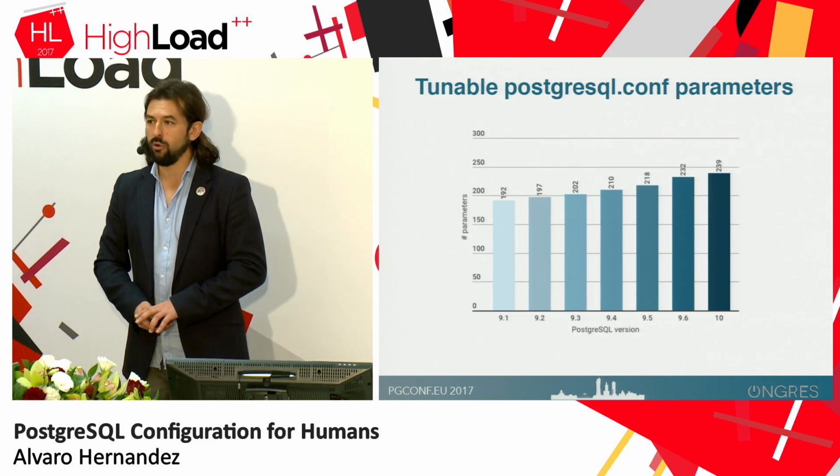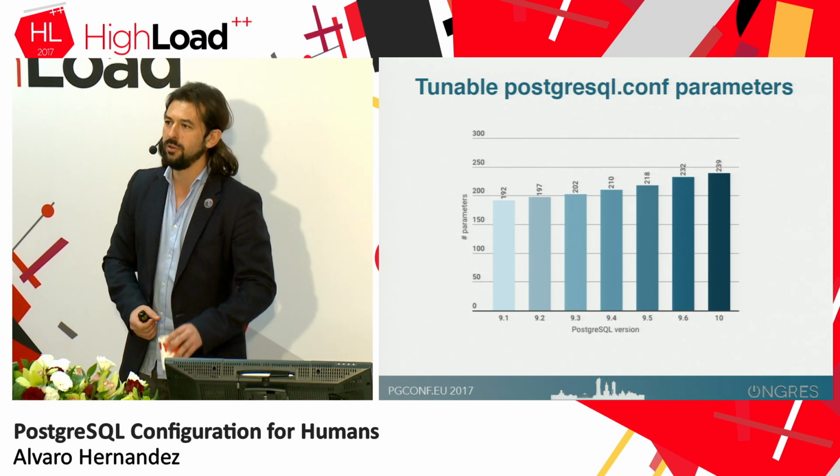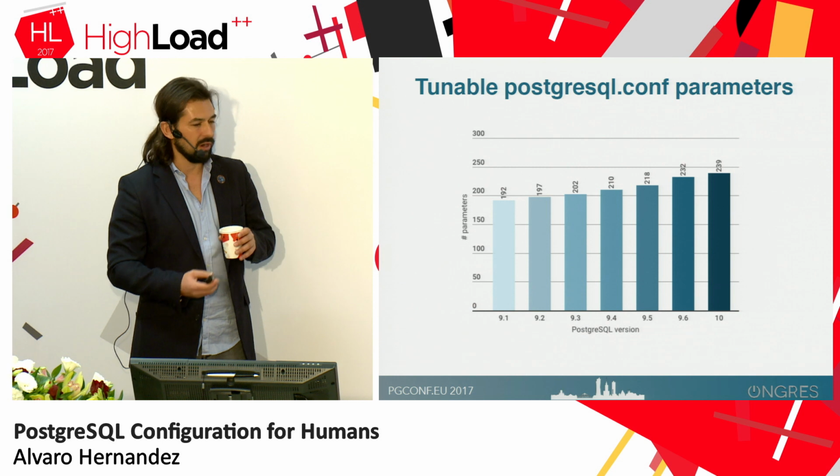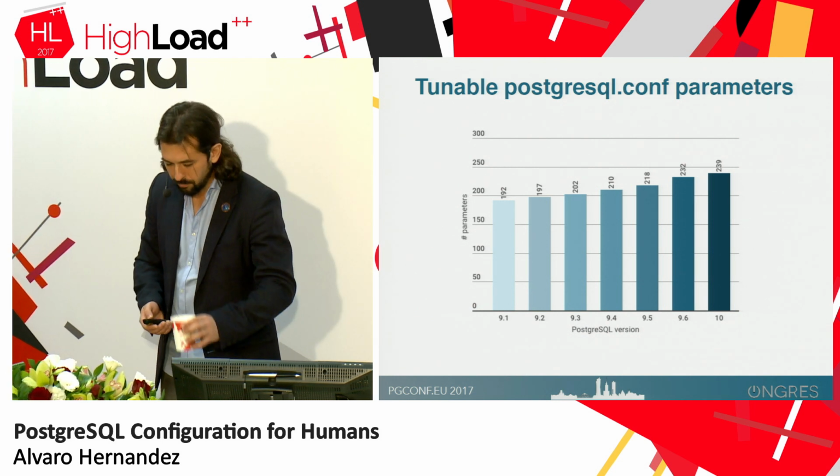Actually, it gets worse with every release. So this is the number of tunable parameters per Postgres version. I need not explain this graph, I guess, right?